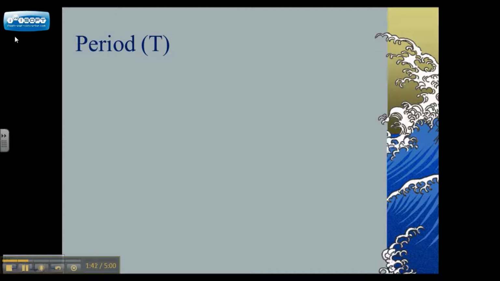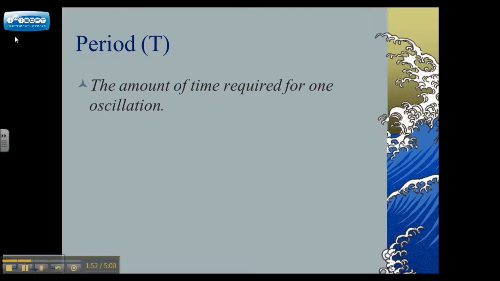Period is our next one. For period, we're denoted by a capital T because it's a type of time. Since it's a special time, then we do capital T instead of lowercase t. And period is the amount of time required for one oscillation or for one wave to go through. To find this, we divide total time by the number of oscillations.